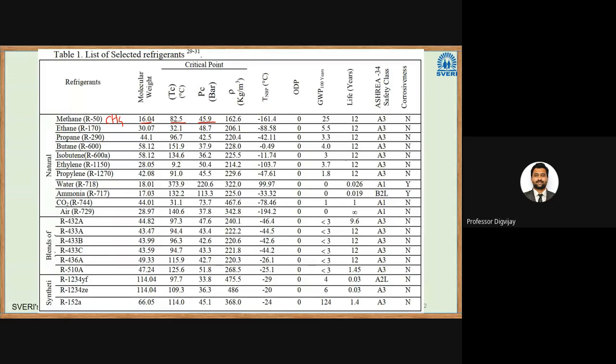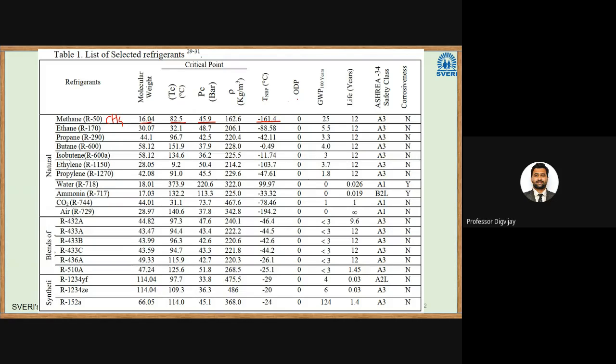That temperature is TNBP, the normal boiling point. Its boiling point you can see here is minus 161.4. So you can imagine that if I want to convert methane gas into liquid, I have to go down to minus 161.4. At, suppose, minus 165, I can assure you that methane is converted into liquid.